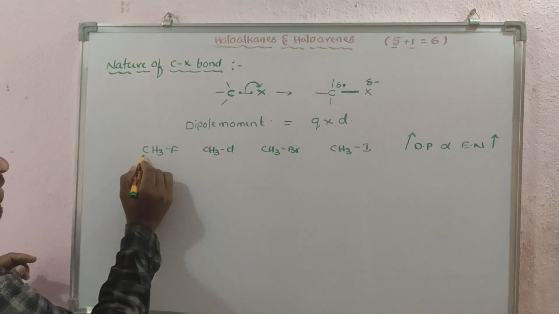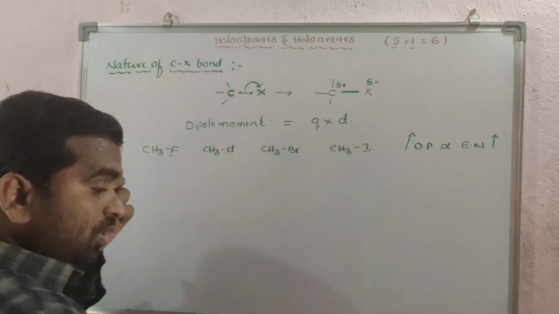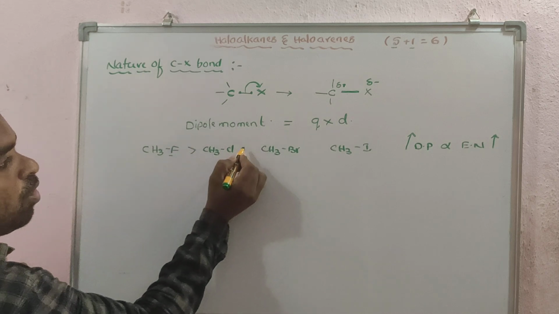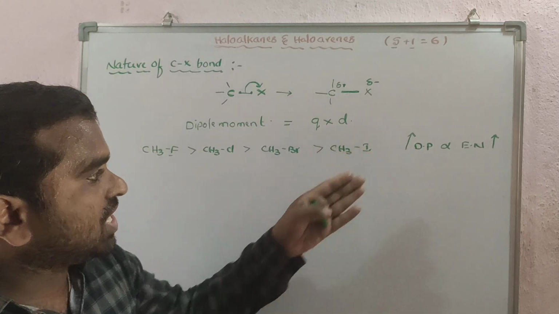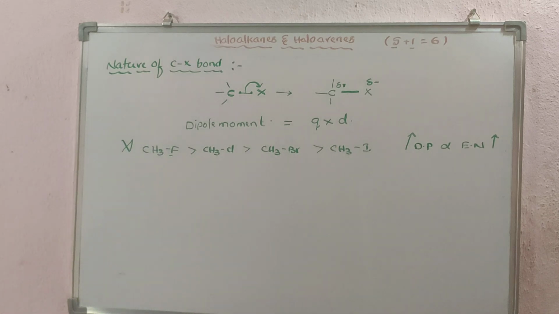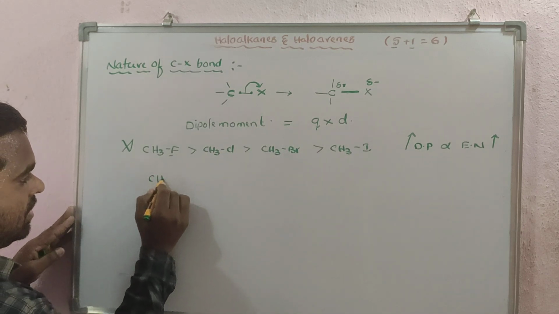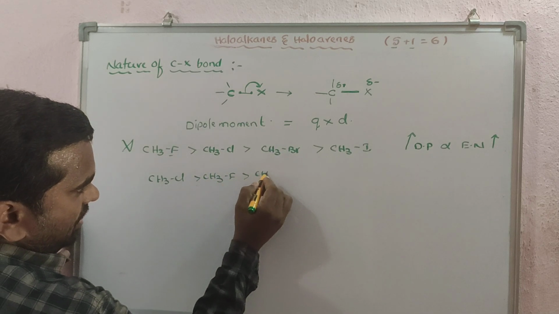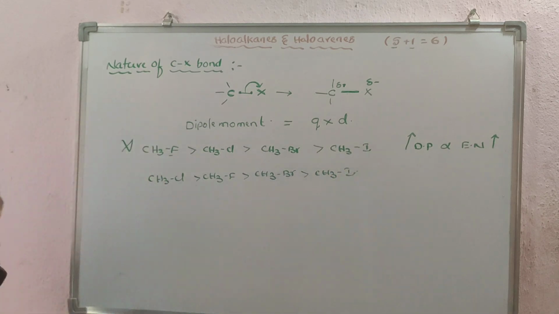Now if you take these four compounds, fluorine is more electronegative than chlorine, bromine and iodine, so CH3F should have greater dipole moment compared to CH3Cl, CH3Br and CH3I. This should be the order, but it is not the correct order for these compounds. What is the correct order? The correct order is CH3Cl, CH3F, CH3Br and CH3I.